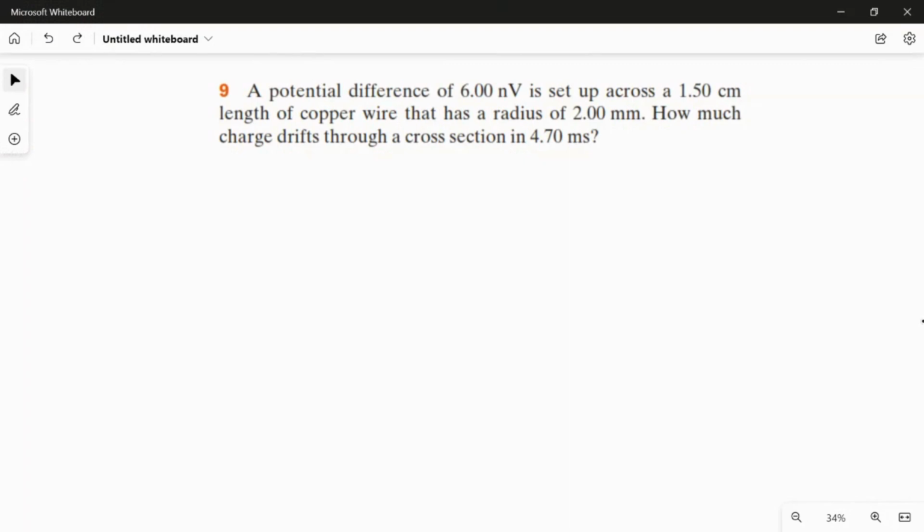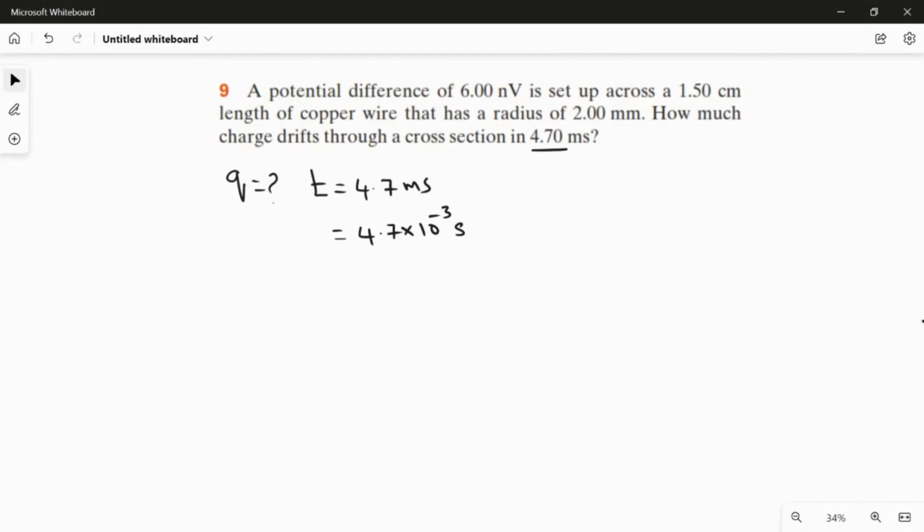So here we are going to find the value of the charge. If you read the last line, how much charge drifts through the cross section in 4.7 millisecond, that means we are going to find the value of the charge. They also mentioned the information about the time. Time t is equal to 4.7 millisecond. Milli takes the value of 10 power minus 3, so t is 4.7 multiply 10 power minus 3 second.